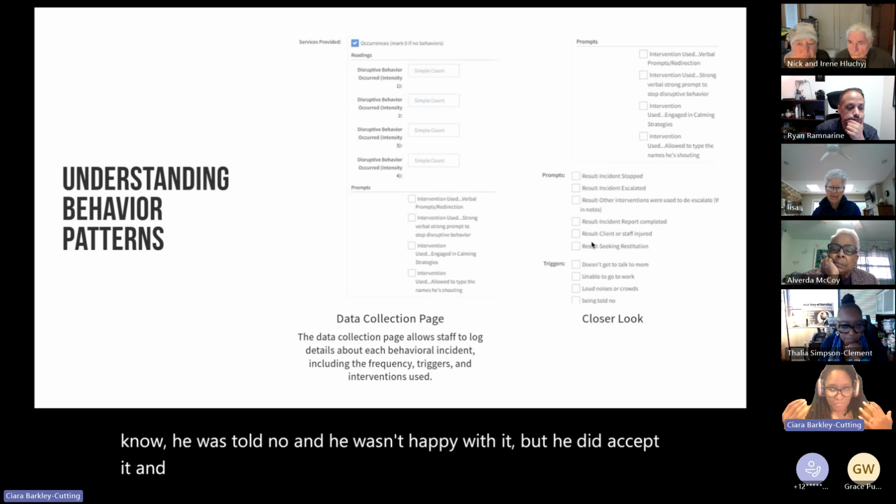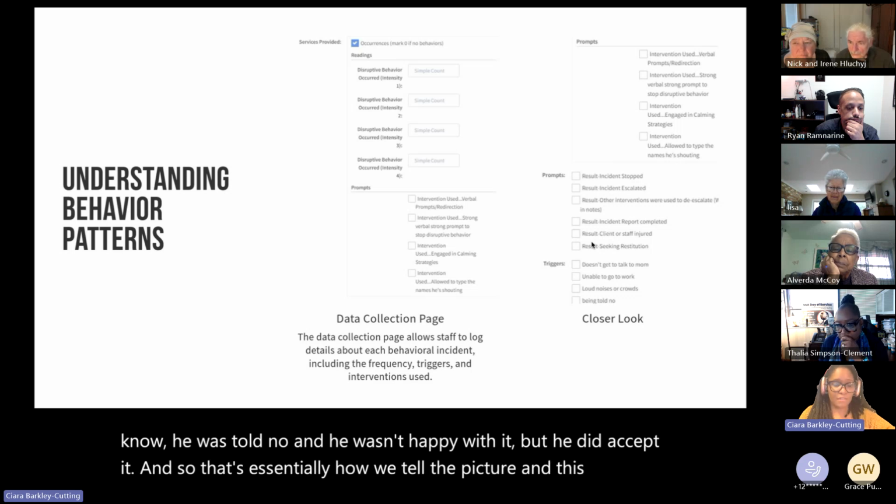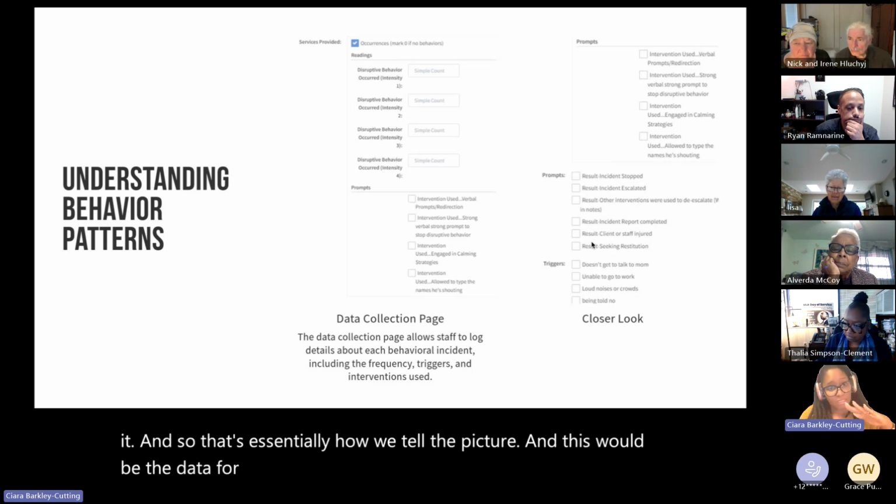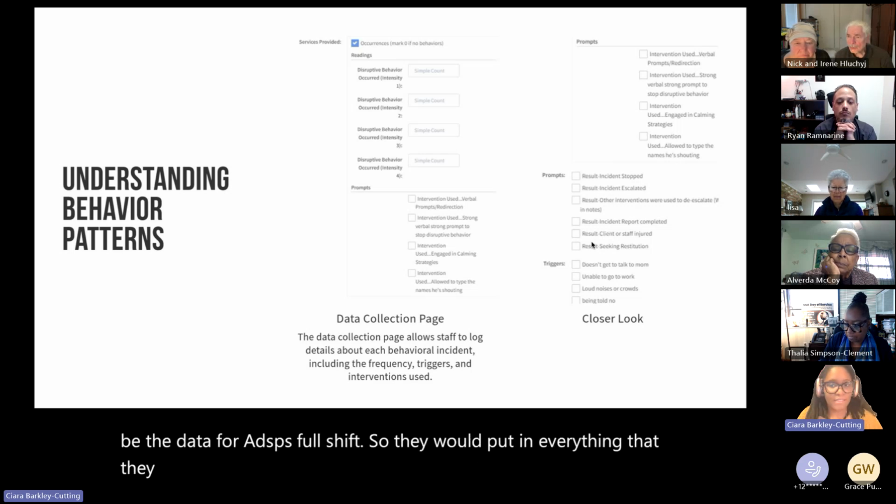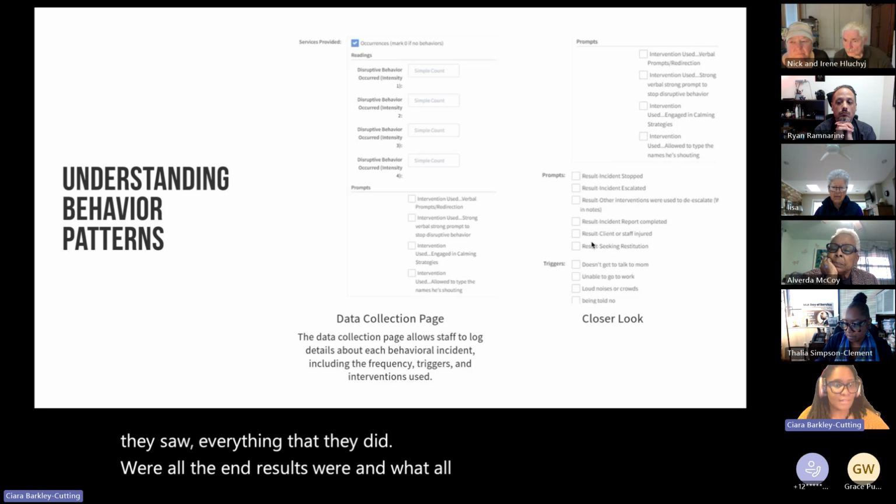And so that's essentially how we tell the picture. This would be the data for a DSP's full shift. So they would put in everything that they saw, everything that they did, what all the end results were, and what all of the triggers and the antecedents were.